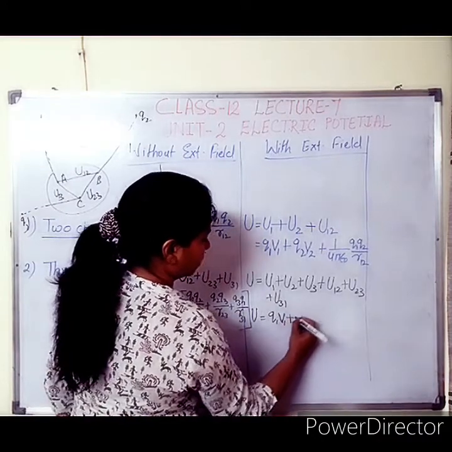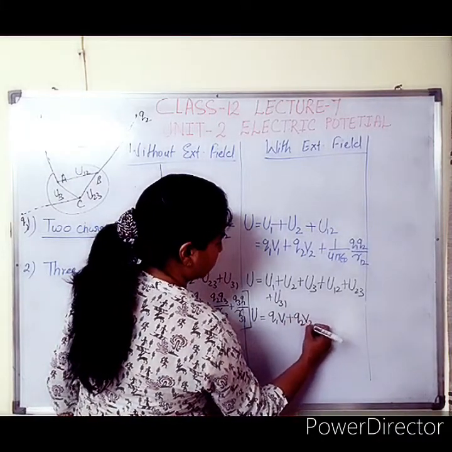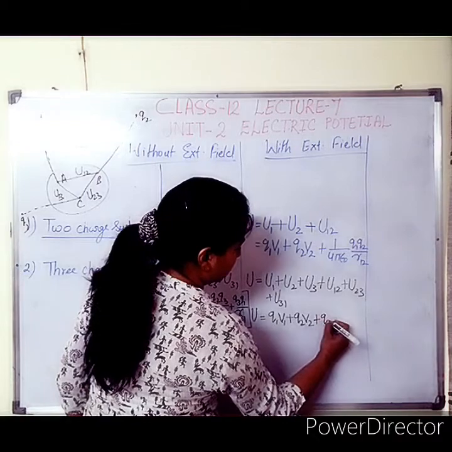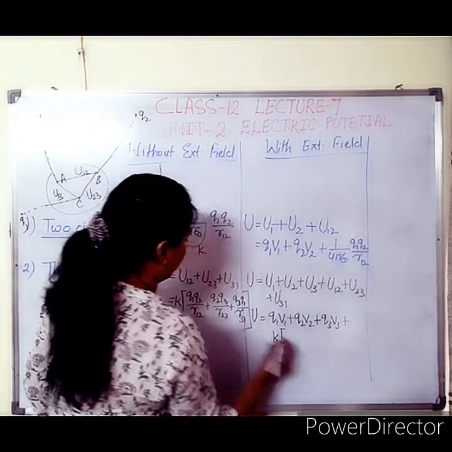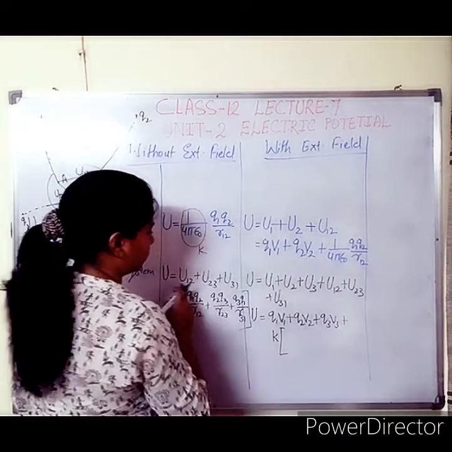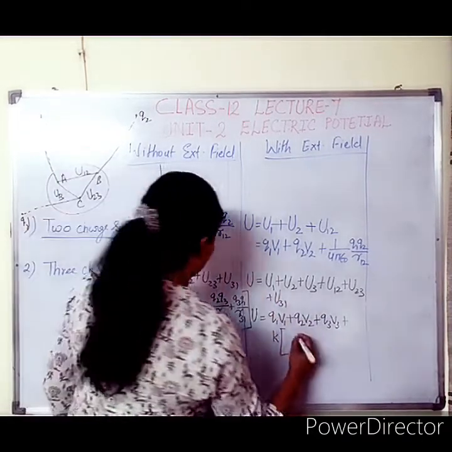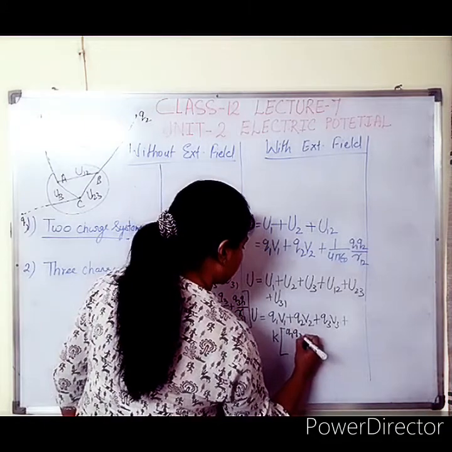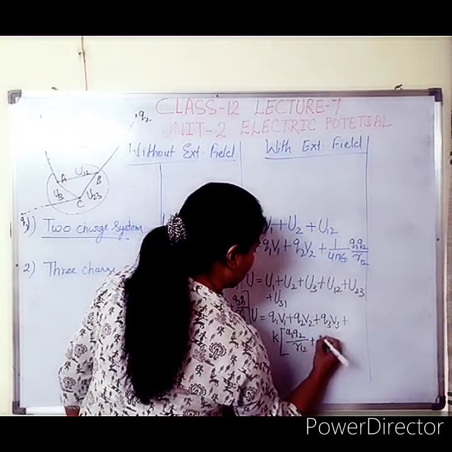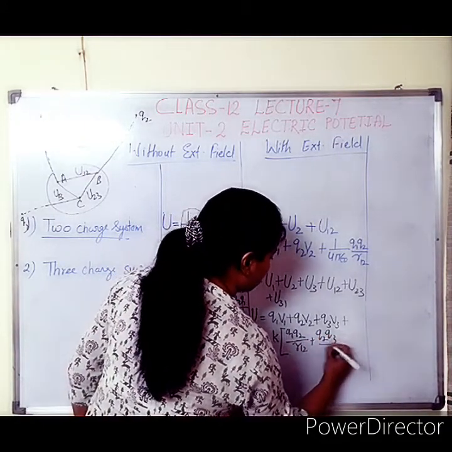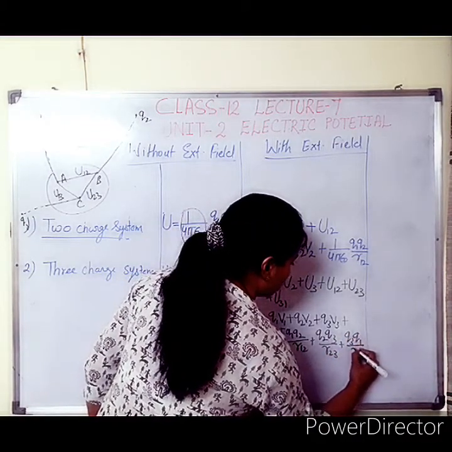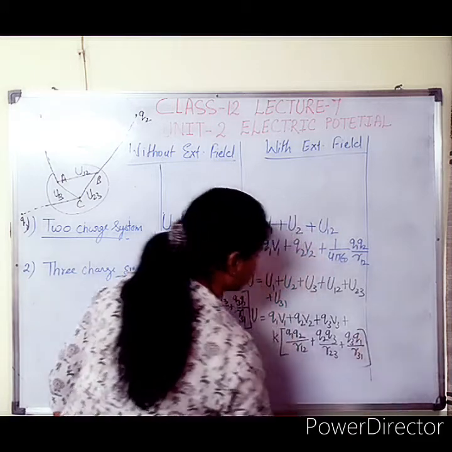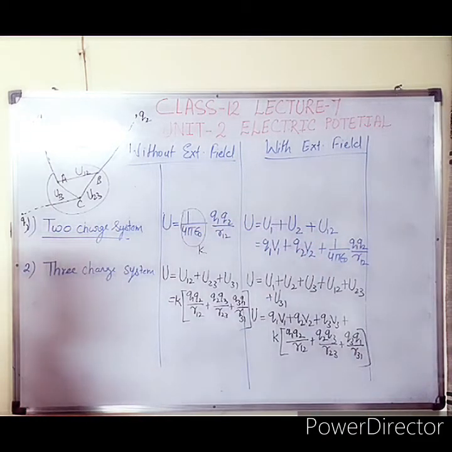So here Q1 V1, then Q2 V2, then Q3 V3, and K you can take common, and all these three terms will come here for the interaction energy. Both are the same here. So we'll write it as Q1 Q2 over R12 plus Q2 Q3 over R23 plus Q3 Q1 over R31. So that is the term corresponding to the three charge system.